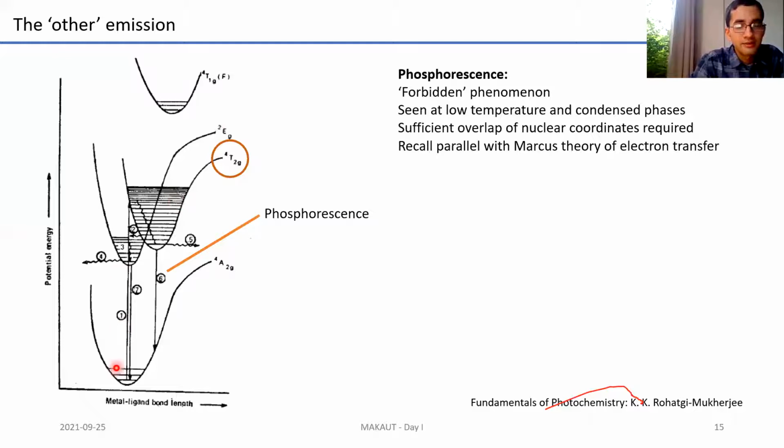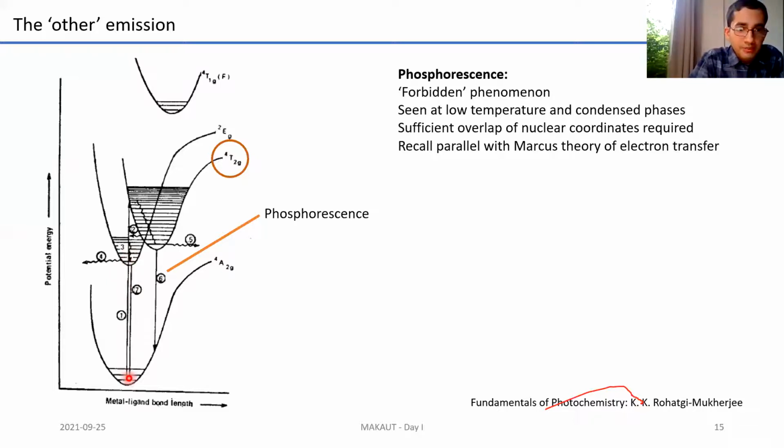So this is a kind of Franck-Condon principle diagram. The diagram is a bit hazy. I've taken this from a wonderful book on photochemistry by Krishna Kamini Rohatgi Mukherjee, who was, I think, a faculty at Jadavpur University. It's one of the best books on photochemistry written by an Indian author. But anyway, I've taken the liberty of copying this image from here.